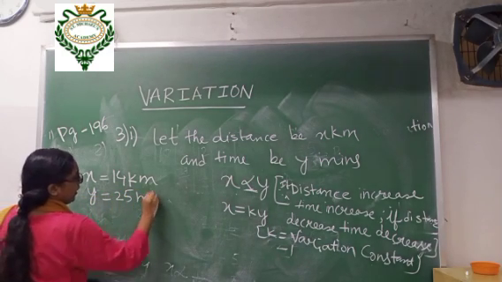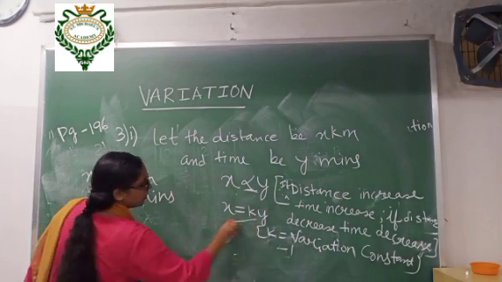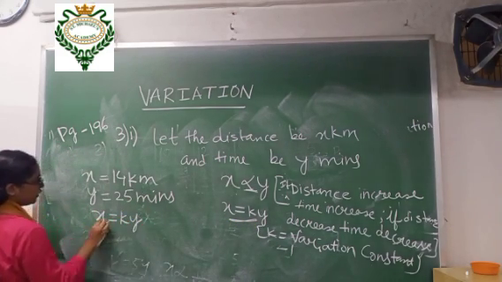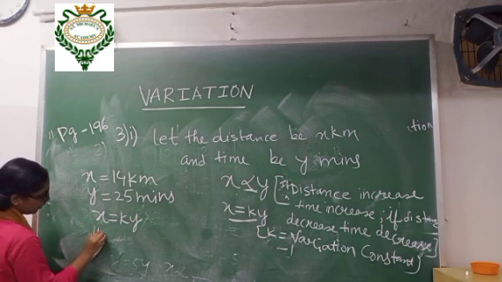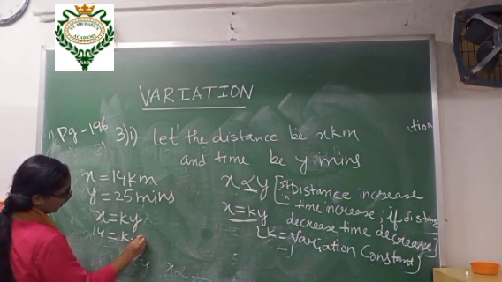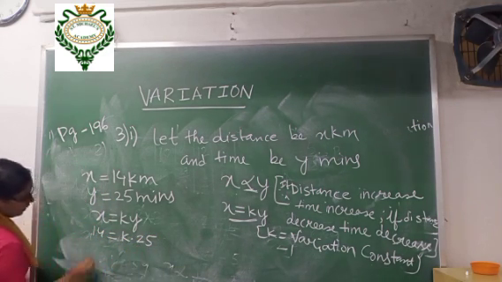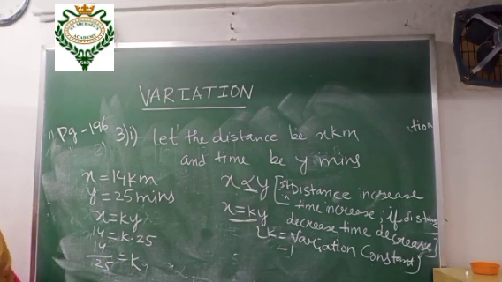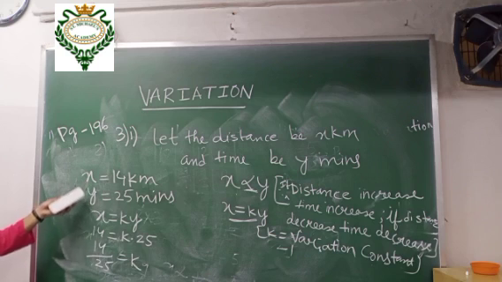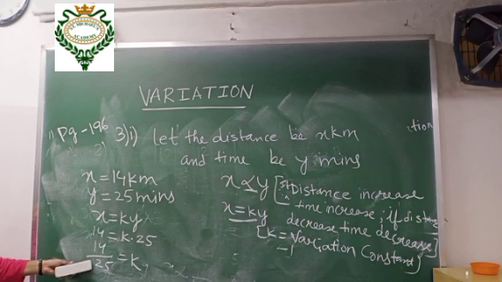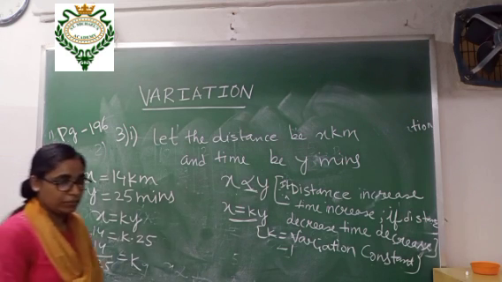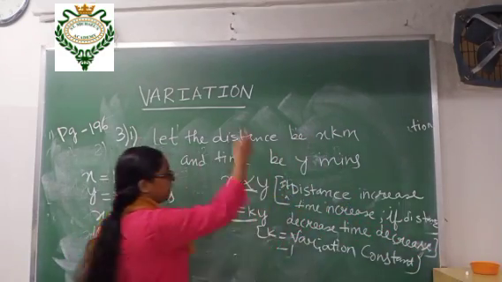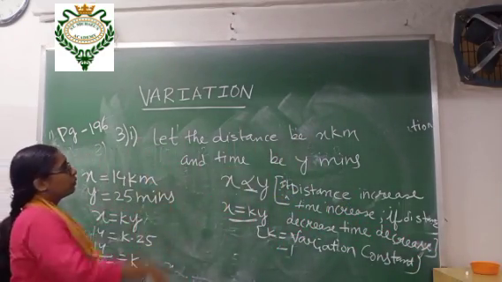25 minutes. Now you know the relationship. What is the relation? You will write x equals k y. In place of x you will put 14, in place of y you will put 25. 14 by 25 equals k. Means from the first information you can get the k value. K value is 14 by 25. Now after that, please copy this one first. I am going to drop this one.